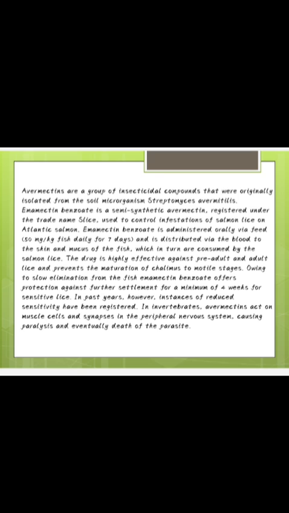The drug is highly effective against pre-adult and adult lice and prevents the maturation of Chalimus to motile stage. Owing to slow elimination from the fish, emamectin benzoate offers protection against further settlement for a minimum of 4 weeks for sensitive lice. In past years, however, instances of reduced sensitivity have been registered in invertebrates. Ivermectin acts on muscles and synapses in the peripheral nervous system, causing paralysis and eventually death of the parasite.